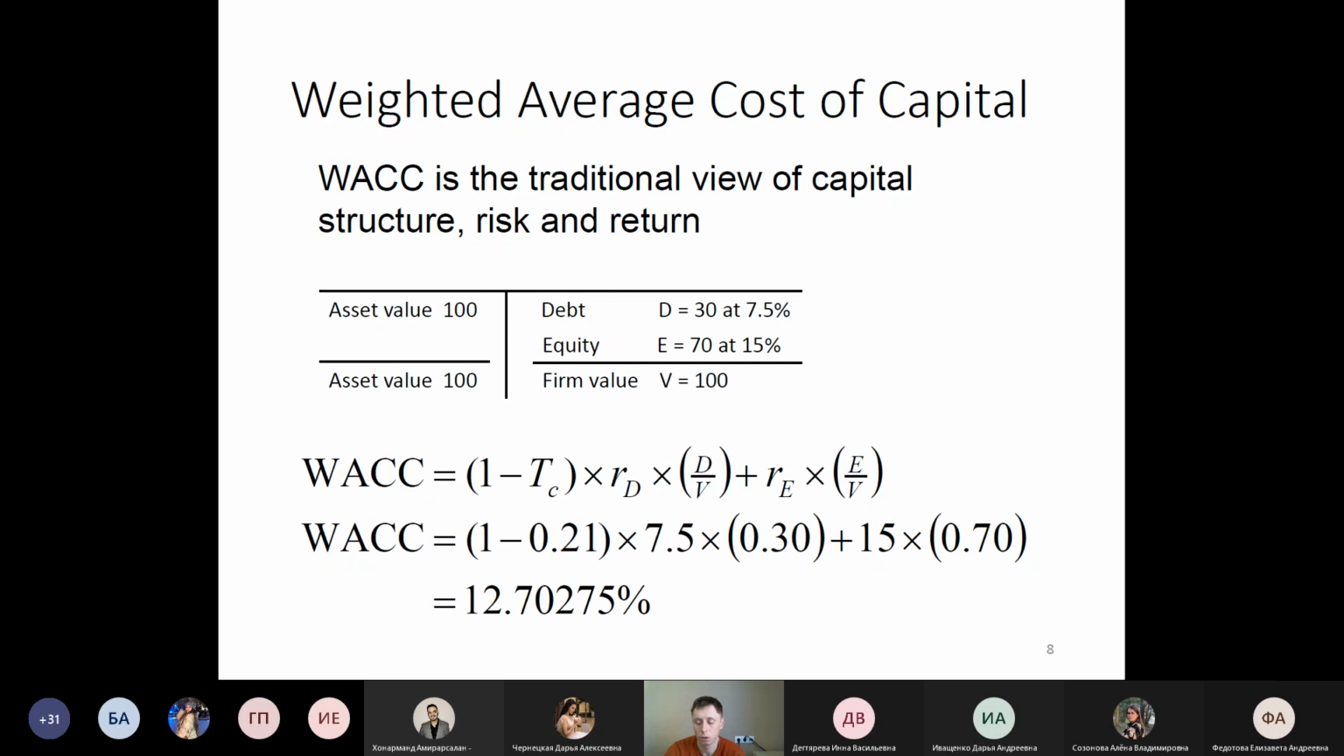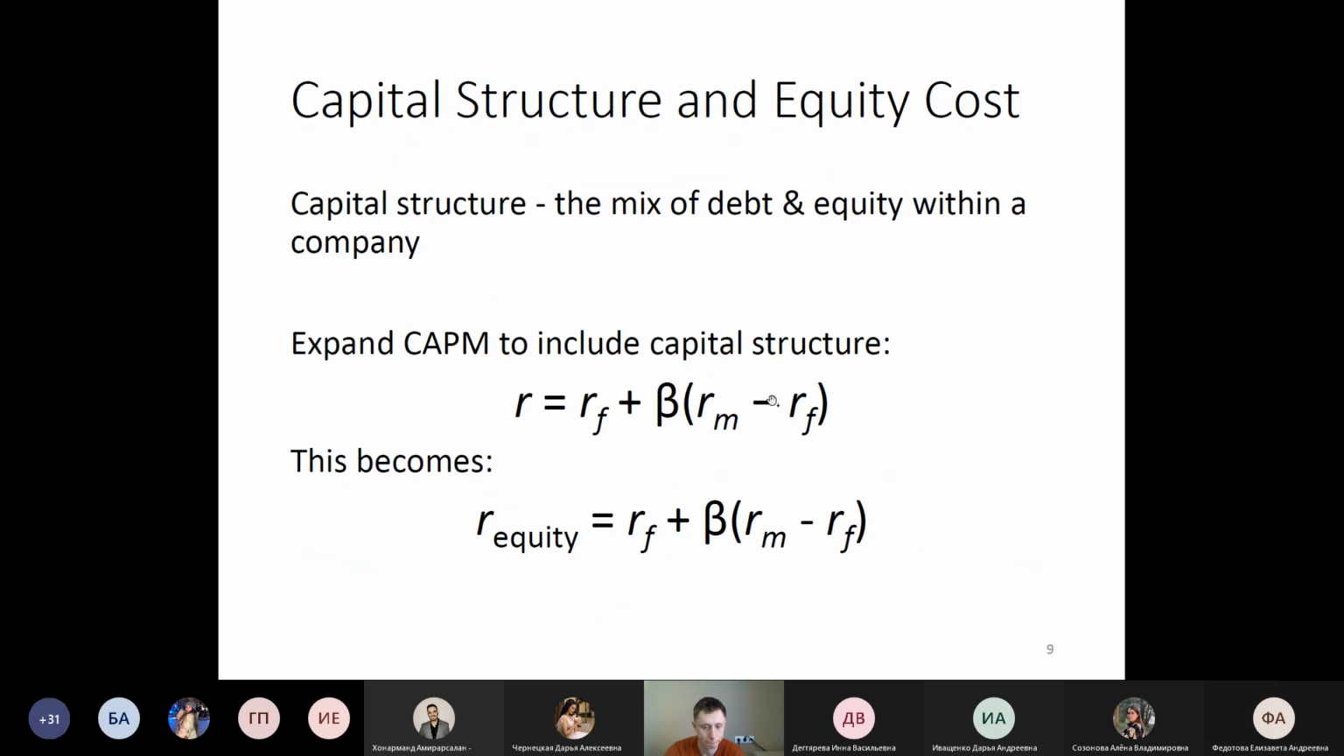Here is an example. For the tax shield, we use the rate of the corporate income tax. In Russia, it is 20%. In other countries, that might be different. So use the rate of the country where the firm operates.